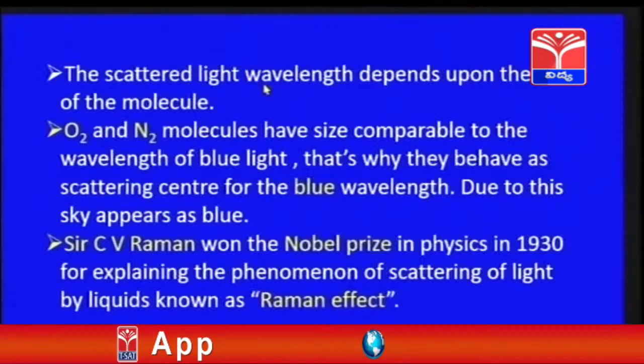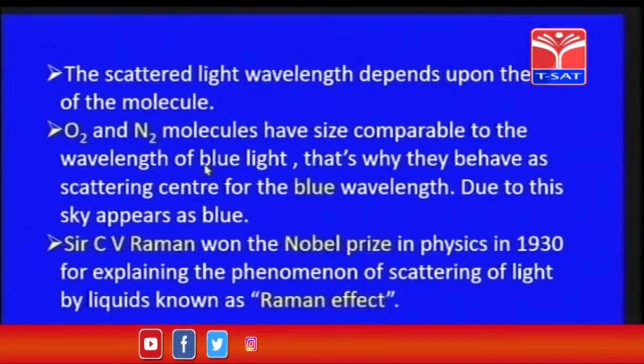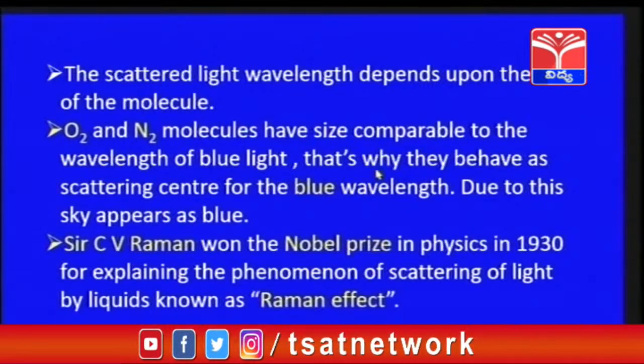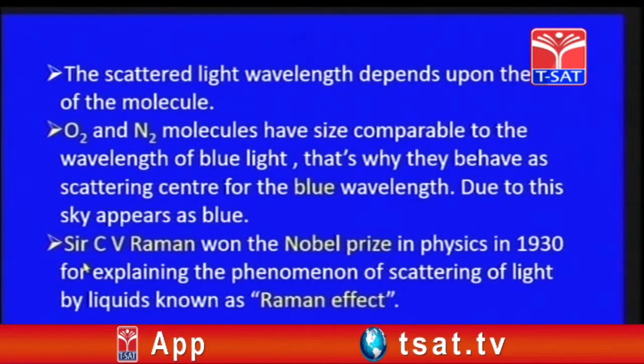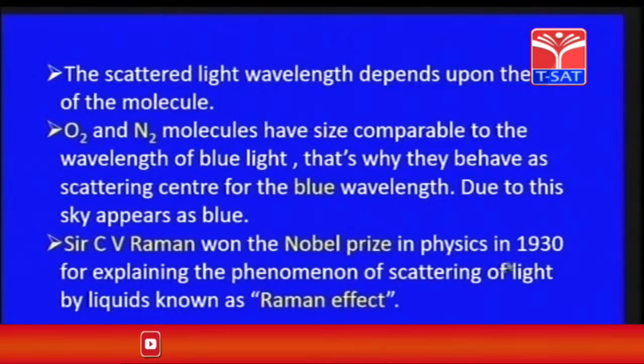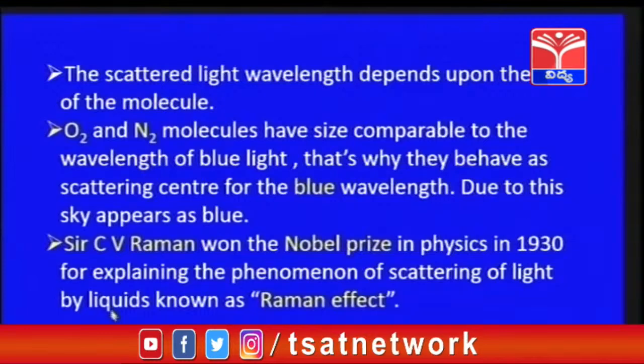The scattered light wavelength depends upon the size of the molecule. Oxygen and nitrogen molecules have a size comparable to the wavelength of blue light. That's why they behave as scattering centers for the blue wavelength. Due to this reason, the sky appears blue. Sir C.V. Raman won the Nobel Prize in Physics in 1930 for explaining the phenomenon of scattering of light by liquids, known as the Raman effect.